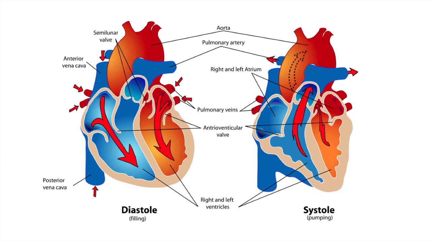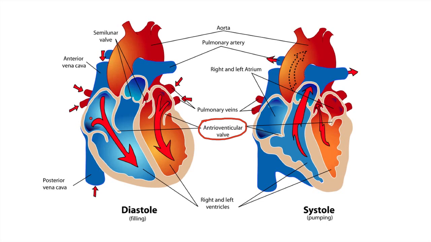The next thing I want to point out is that between the atria and the ventricles, we have what we call the atrioventricular valve. And that makes sense since it's between the atria and the ventricle. So here we have an atrioventricular valve. Here we have an atrioventricular valve.